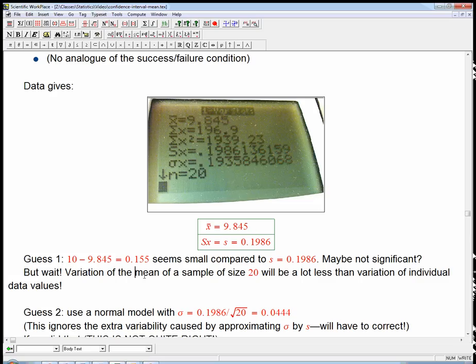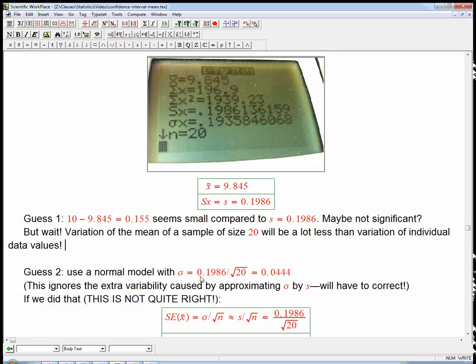So the variation of the mean, this is the sampling distribution of the mean with sample size 20, is a lot less than the variation of individual data values. Namely, I should take this standard deviation and divide by root 20. That would give us a rough estimate of the standard deviation of 0.0444. Now, guess 2: 0.155 looks pretty big compared to 0.0444. I think maybe they're shortchanging us. We need to quantify that, and we need to be precise.